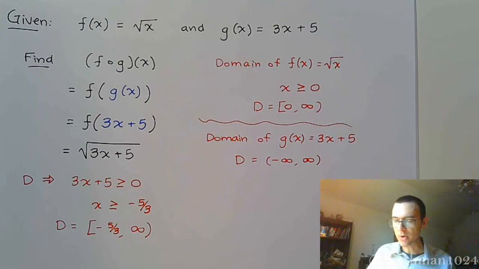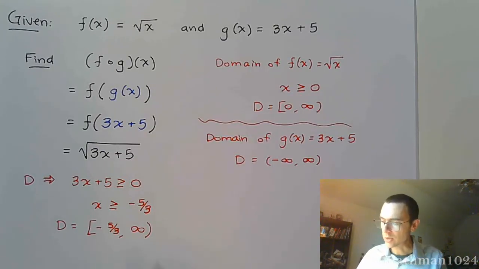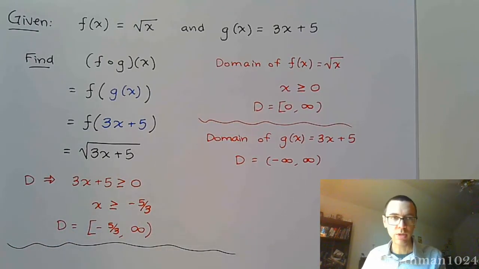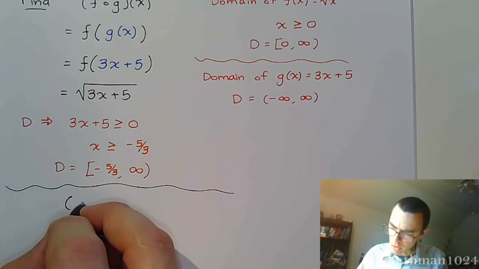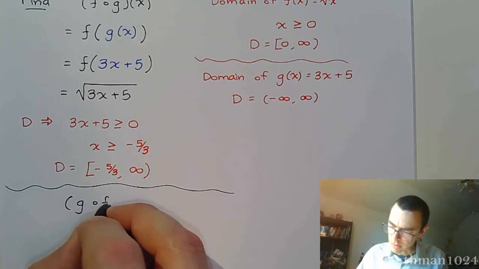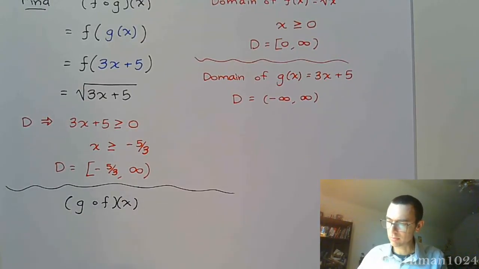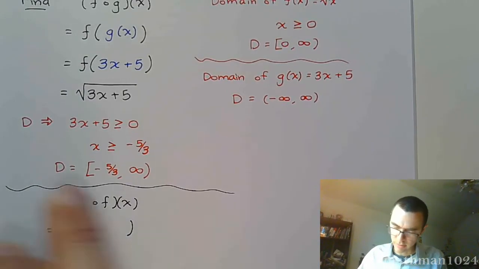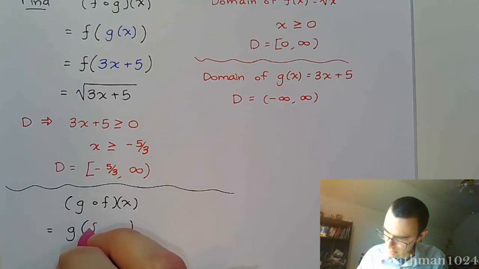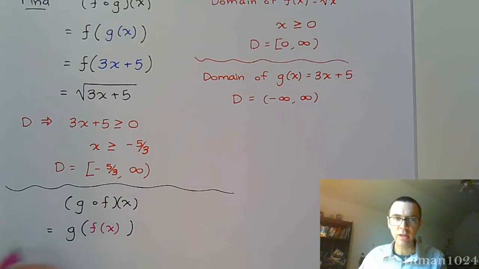Now I want you to watch what happens whenever I swap these guys around and do the composition in the other order. Let's see what happens to the domain that way. When I do g of f of x, that means g of f of x like this.